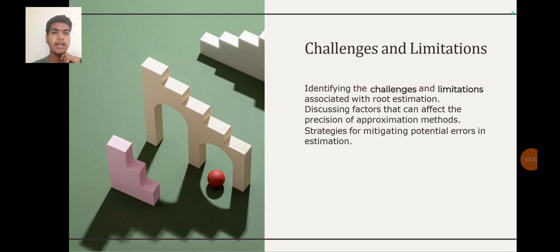Challenges and limitations. We'll be identifying the challenges and limitations associated with root estimation, which will be found with the secant method and the Newton method. The bisection method is where we bisect into two different parts, and Newton's method iterates the process for how many roots we require based on the condition and the problem. So what are the challenges and limitations of these methods?